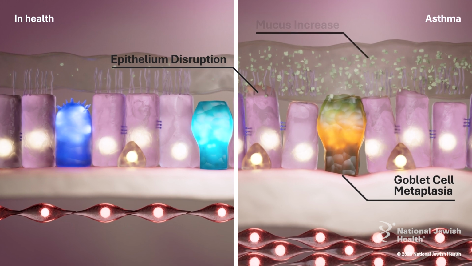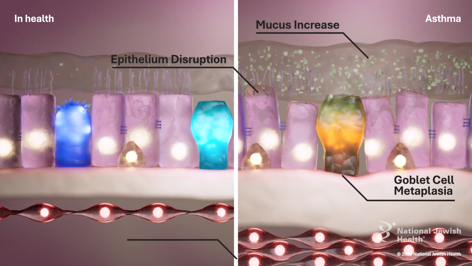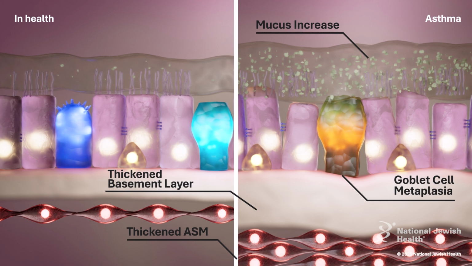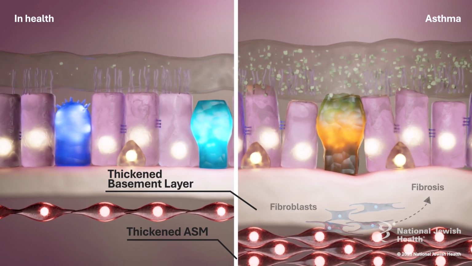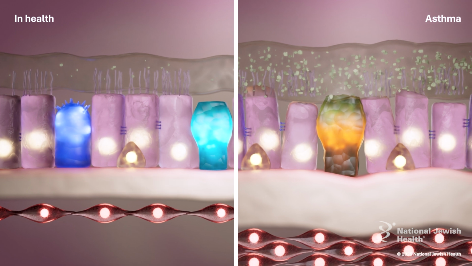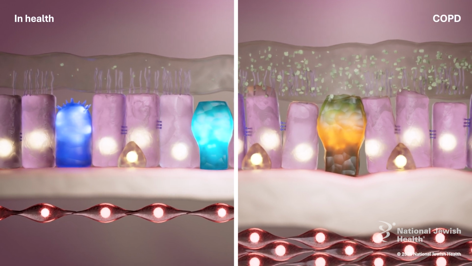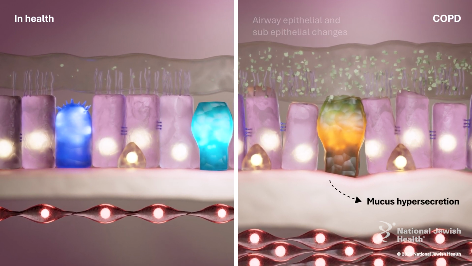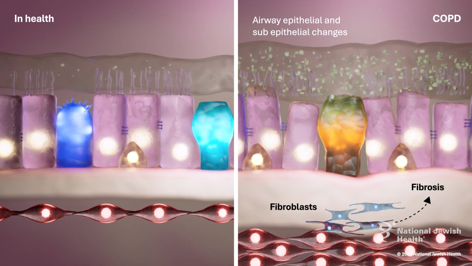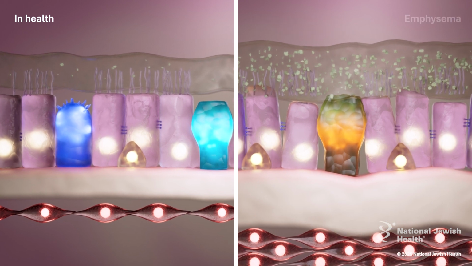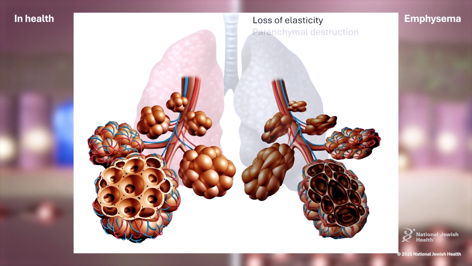accompanied by an increase in mucus or mucus plugs, thickened ASM, thickened subbasement layers, and airway fibrosis and remodeling mediated by a single or multiple types of inflammatory cascades. Similarly, COPD can manifest airway epithelial and subepithelial changes due to type 1 and type 2 inflammation. Emphysematous COPD additionally is accompanied by loss of elasticity and parenchymal destruction due to type 3 inflammation.